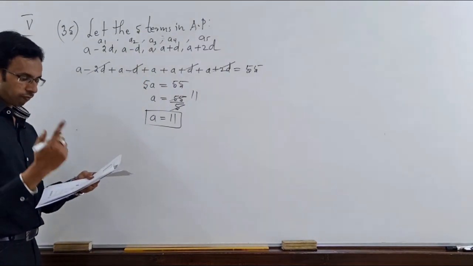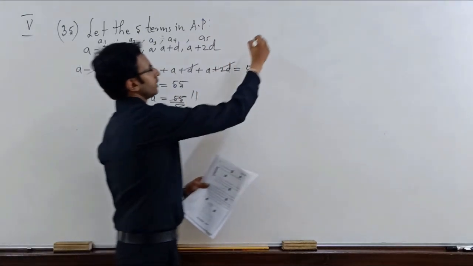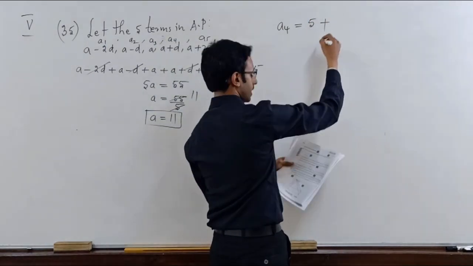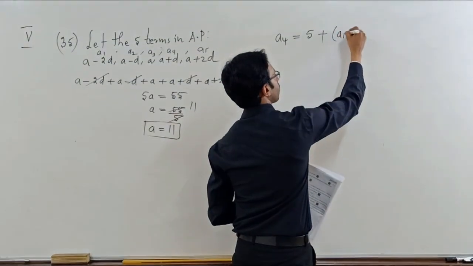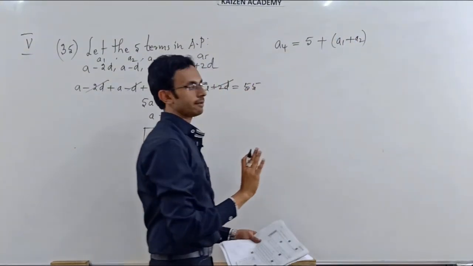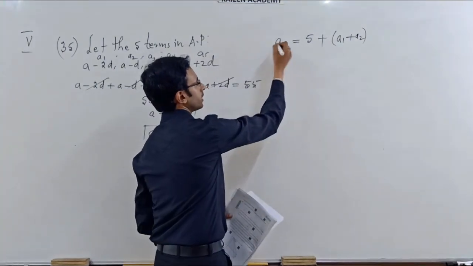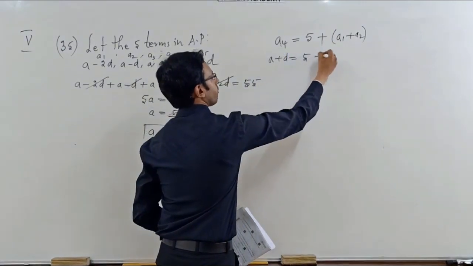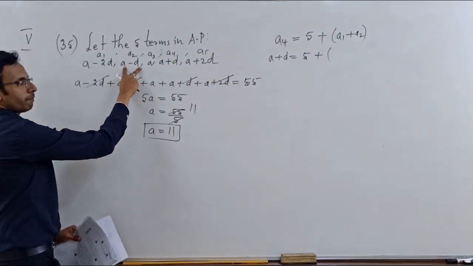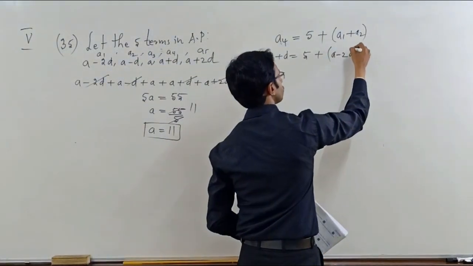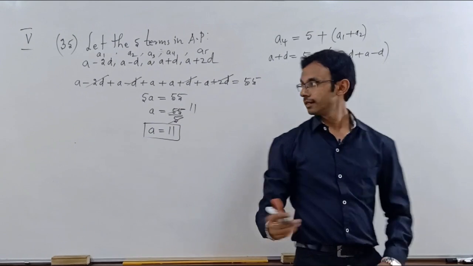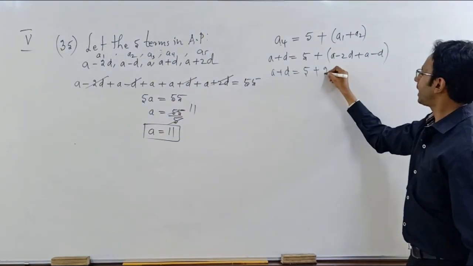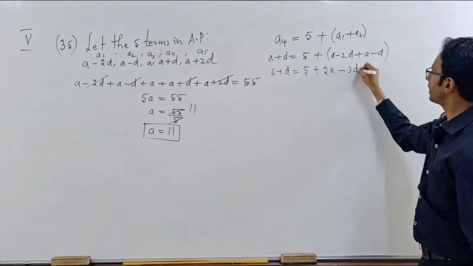They are saying the fourth term is 5 more than the sum of the first two. Sum of first two means a1 plus a2. As I told, a1 and a2 are not the general form a and a plus d, but here a4 stands for a plus d, the fourth term, is equal to 5 plus a1 plus a2, which will be a minus 2d plus a minus d. Let us simplify this. a plus d is equal to 5 plus, a and a will add up, you get 2a, minus 2d minus d will give you minus 3d.